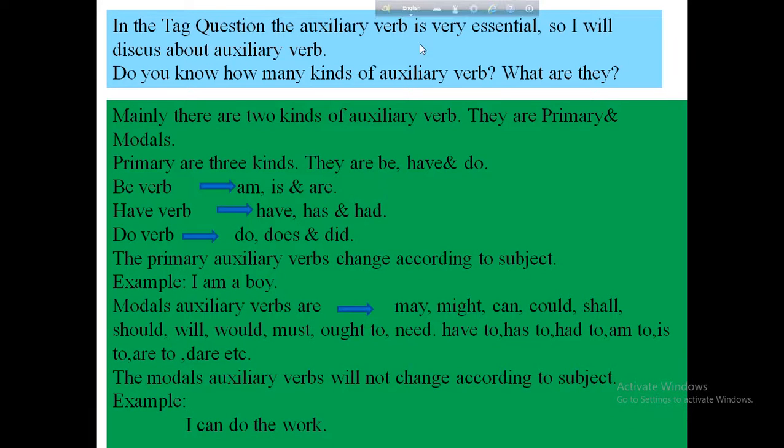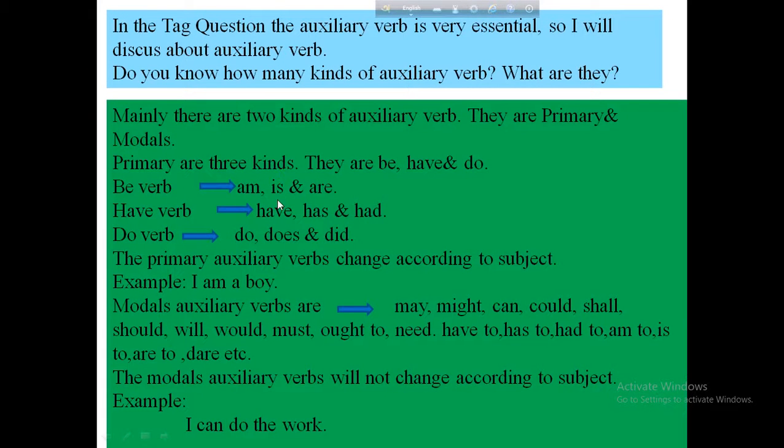In the tag question, the auxiliary verb is very essential. So I will discuss the auxiliary verb. Do you know how many kinds of auxiliary verb there are? Mainly there are two kinds of auxiliary verb: primary auxiliary verbs and modal auxiliary verbs. Primary auxiliary verbs are of three kinds. First, be verb: am, is, are; have verb: have, has, had; do verb: do, does, did.